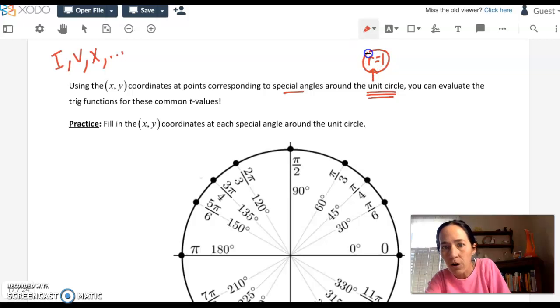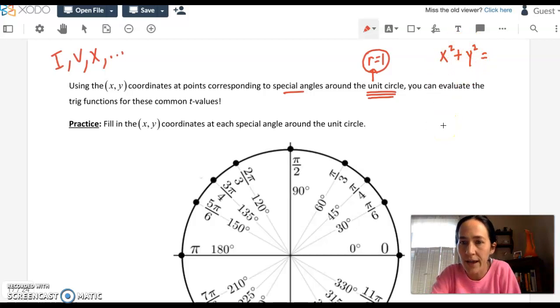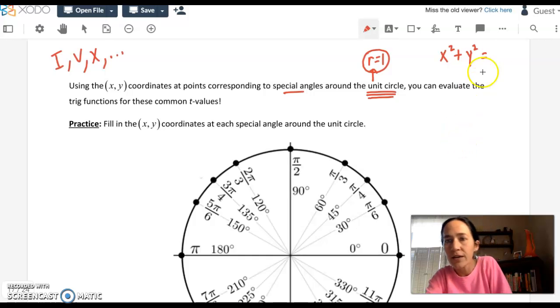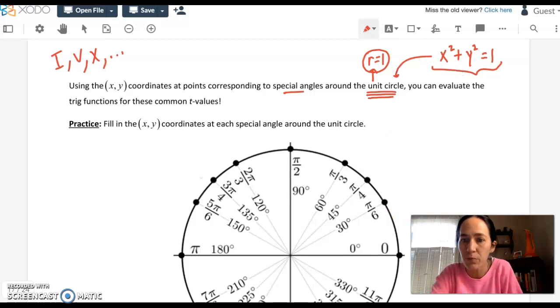You may recall, and we'll get more into this when we talk conic sections, that a circle that has a center at the origin has an equation with this as the left-hand side, x squared plus y squared. It always equals the radius squared. So this turns into the equation of the unit circle. x squared plus y squared equals 1 generates this on a coordinate plane.